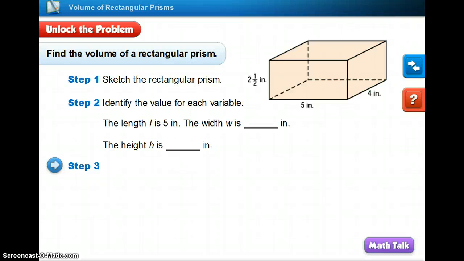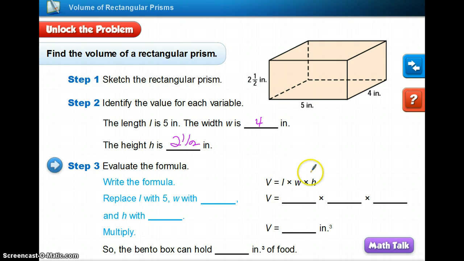In this lesson, we're going to be working on volume of rectangular prisms. Hopefully from Friday you learned that we can use the formula volume equals length times width times height. Here in this problem, we have a length of 5, width of 4, and height of 2.5. So we have a width of 4, and the height is 2.5 inches.